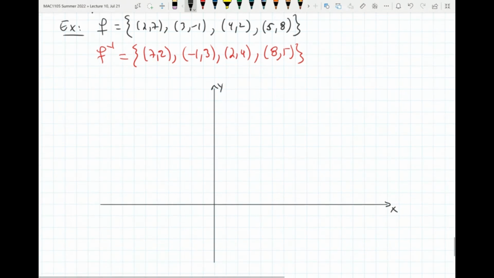Okay, so let's see. I'm going to remember the graph of this. How does the graph of the function f look like? These are just dots, right? Just points. That's it. They're just a bunch of, like, 4 points, right?